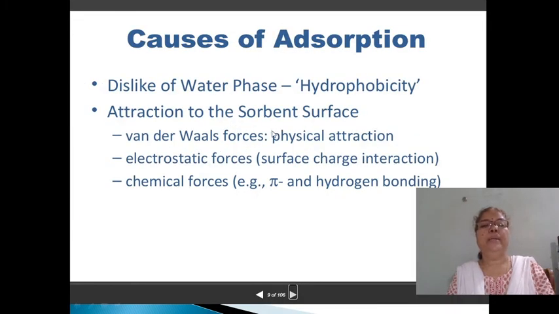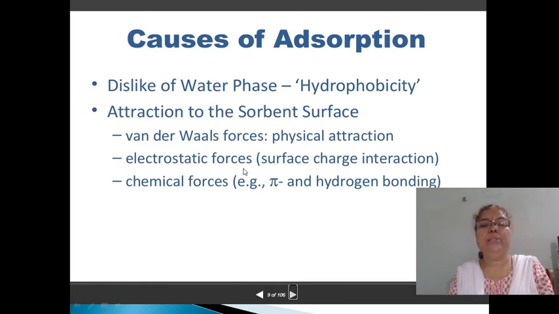Then here, causes of adsorption. The first cause is dislike of water phase, that is hydrophobicity. Attraction to the sorbent surface, that means adsorbent surface. And for this purpose, there are these three physical and chemical forces which cause the adsorption. The first force is the van der Waals forces between adsorbate and adsorbent, and that adsorption we call physical adsorption or physisorption.